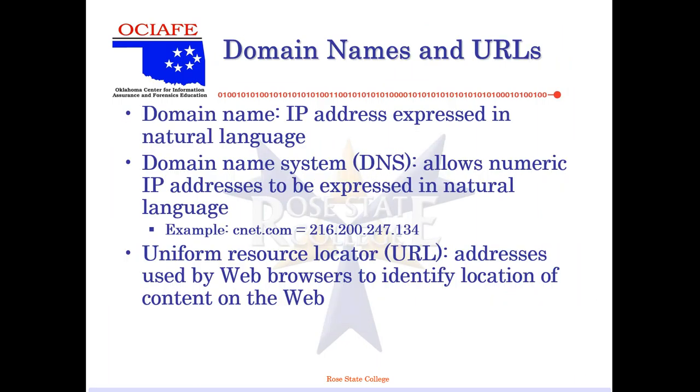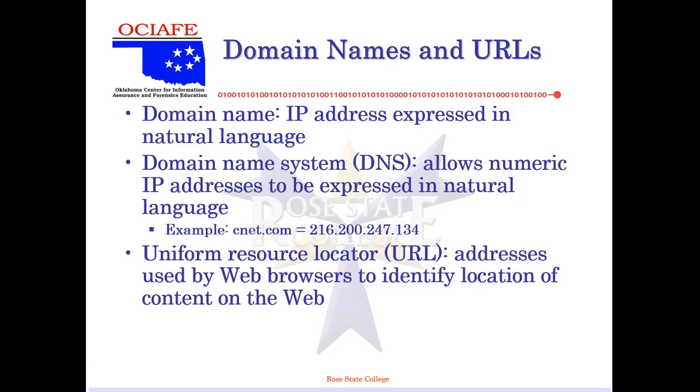Domains and URLs. Well, a domain name is an IP address that is related to a colloquial name. The colloquial name is a human name or a natural language name. It's easier to understand, like rose.edu, okay? Instead of having to remember whatever Rose's IP address is. That's based on what we call the DNS, or the domain name system.